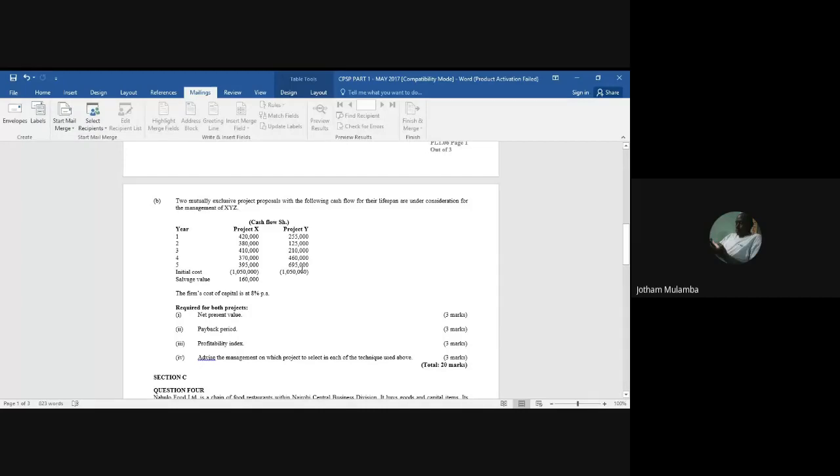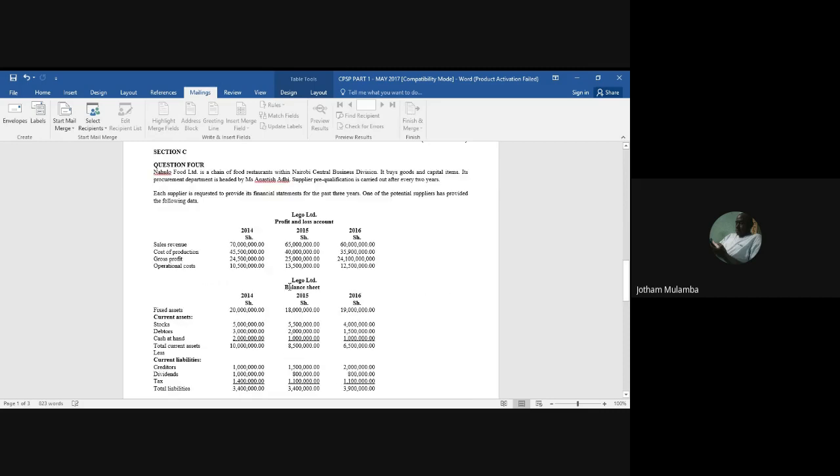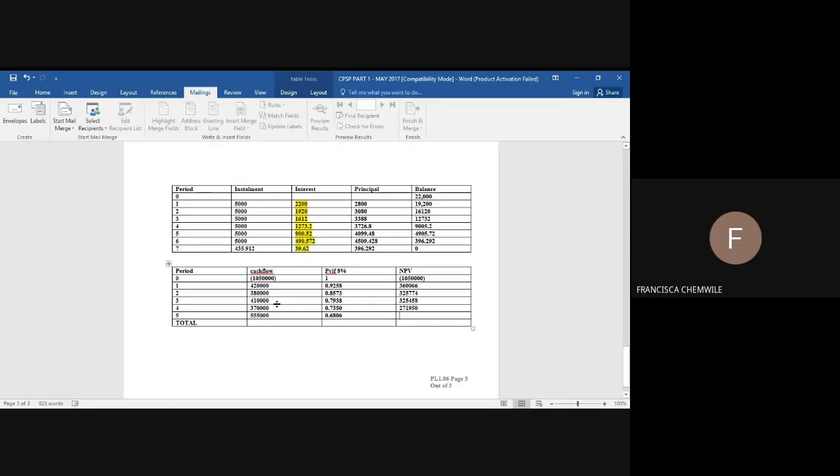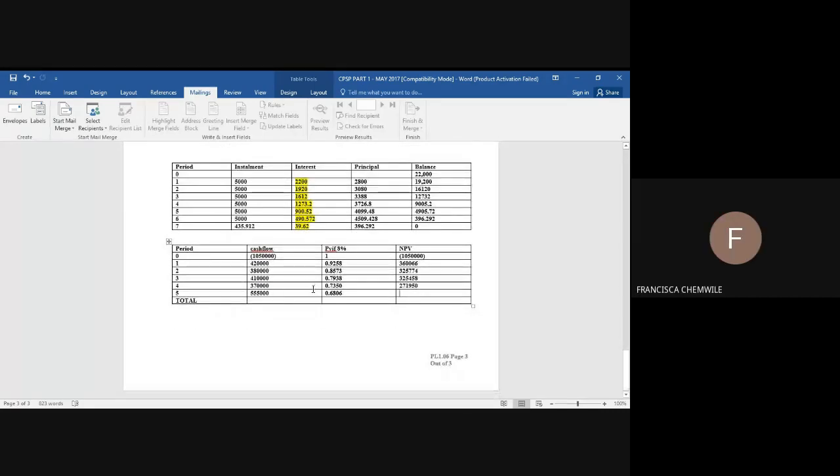So we added 160 plus 395 to get 555. So it means anywhere there is salvage value, we're supposed to add it. Yeah, you add on the last year. It's a part of the cash flow that you get from that particular project. Okay, thank you.